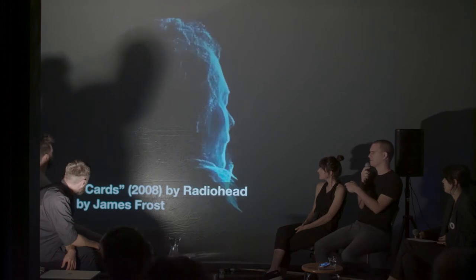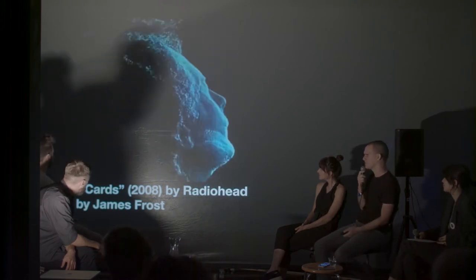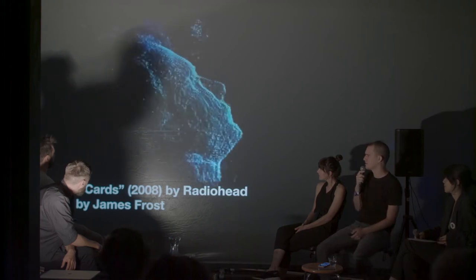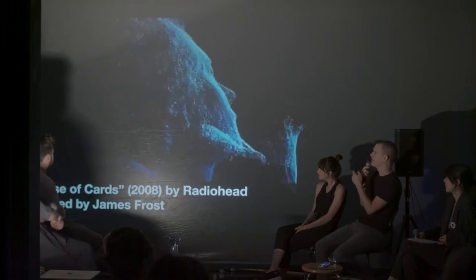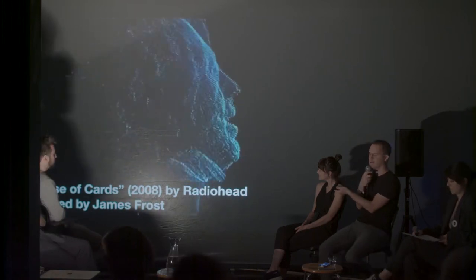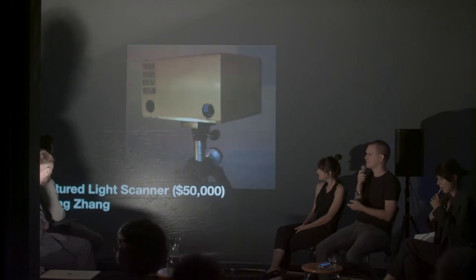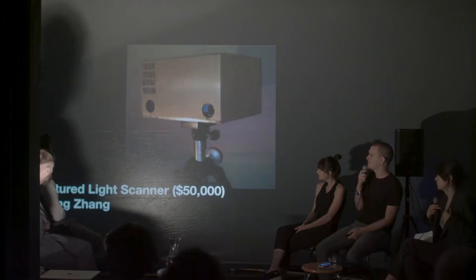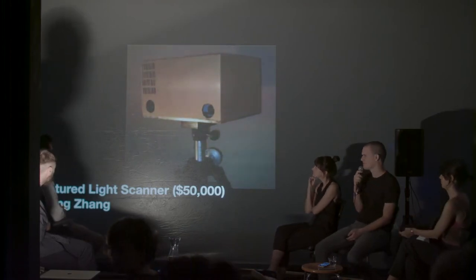I've seen someone else do this, and it's much faster. So how did they do it? I saw this video, House of Cards, directed by James Frost, working with Aaron Koblin for Radiohead, and I thought, this is happening in real time. How is it possible? So I looked it up, and I found this researcher, Song Zhang, who made this structured light scan for Radiohead to make this music video.